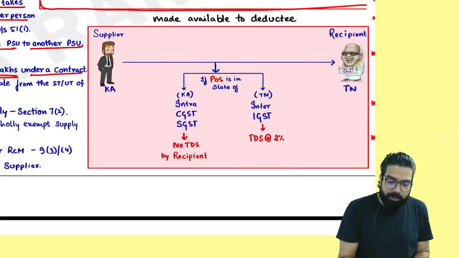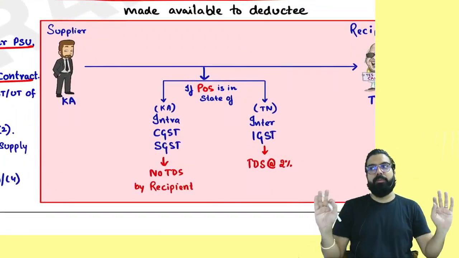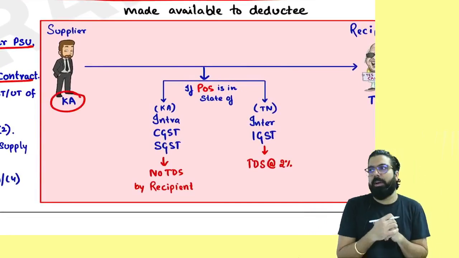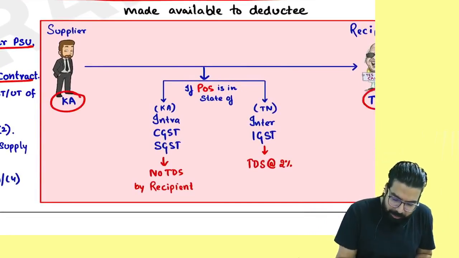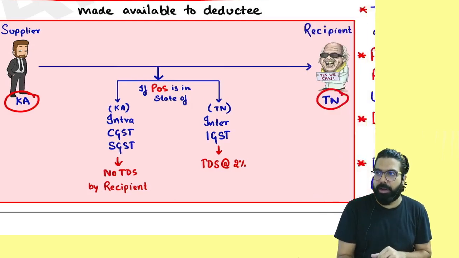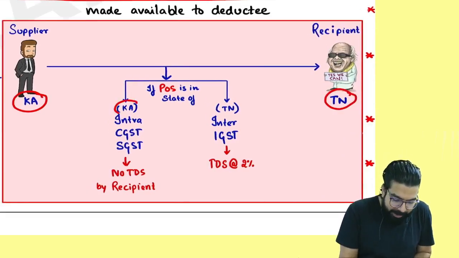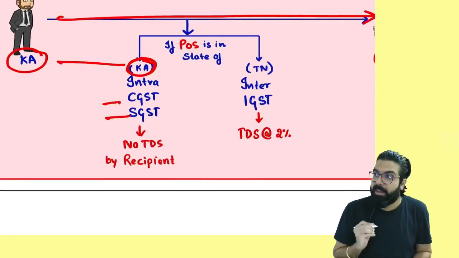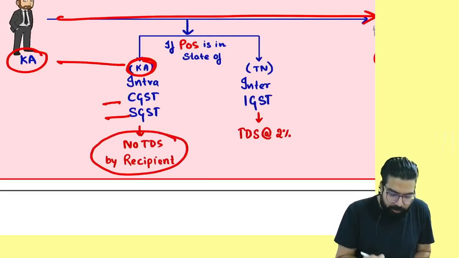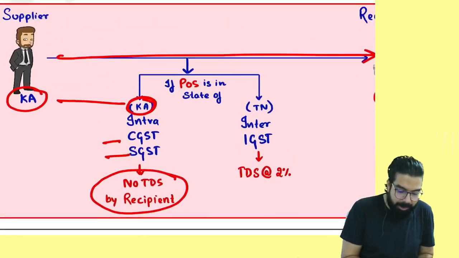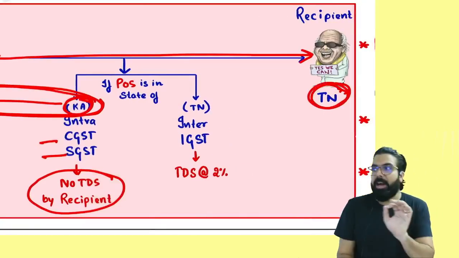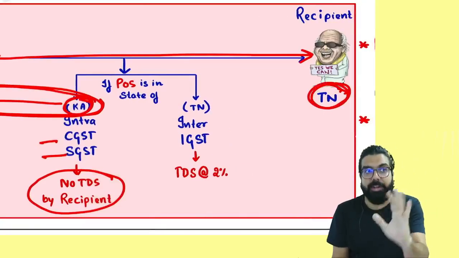One point which I want you to remember, very, very important from the exam point of view. Supplier is in the state of Karnataka. He supplied to a recipient in the state of Tamil Nadu, for example. But if the place of supply is in Karnataka, when he supplies, he will charge CGST and SGST, and in this scenario there will be no TDS. Remember, if supplier and place of supply are in one state, recipient is in another state, there will be no TDS.